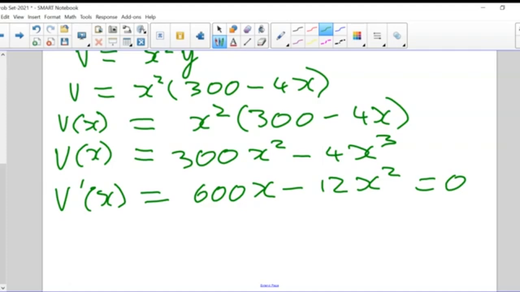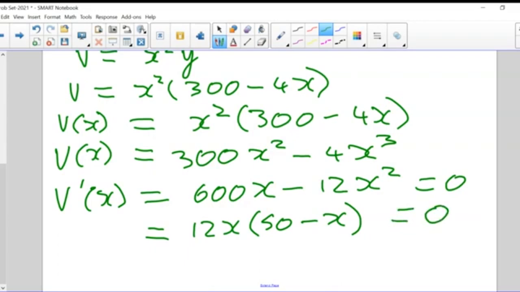Common factor, good. And I'd say the common factor here looks like it's 12x to me. And to me that looks like it would probably be 50 minus x. I could be wrong, but you will tell me. Am I right? 50 minus x? Is that good? Thank you, Alexander. Okay, equals 0. So it looks like I have two solutions: x is equal to 0 and x is equal to 50.